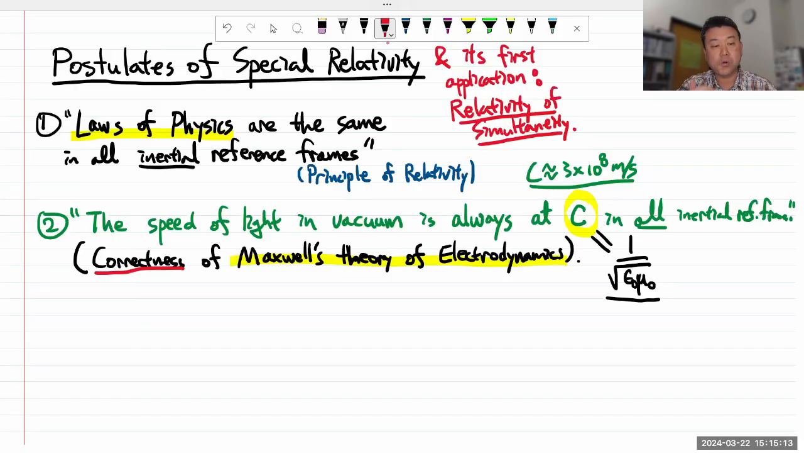And Einstein's bold assumption is to assume that this new, less than half century old theory is actually correct, that it can be pushed to limit and it won't break. So those are the two postulates of special relativity.